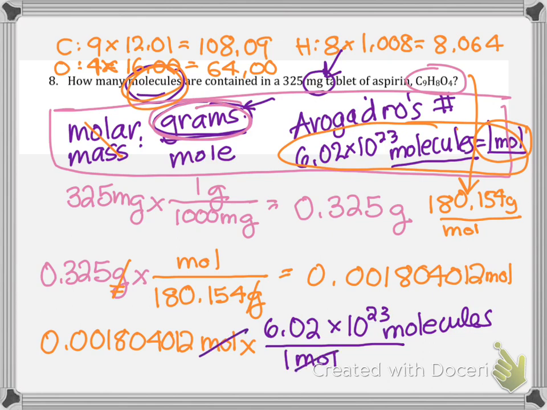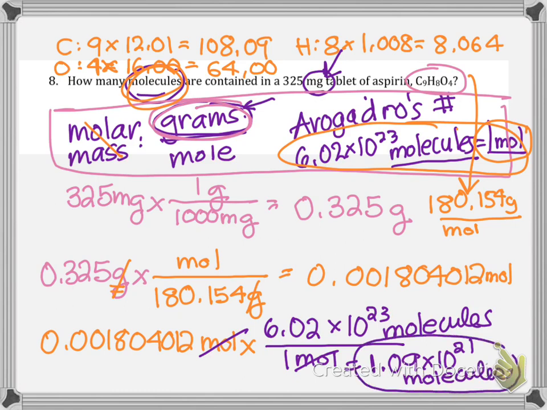So moles are going to cancel. And so multiplying that number, which I left in my calculator, times 6.02 times 10 to the 23rd, I get 3 significant figures, 1.09 times 10 to the 21 molecules. So notice when you have to go from grams all the way to molecules, I had to use both the molar mass and Avogadro's number.